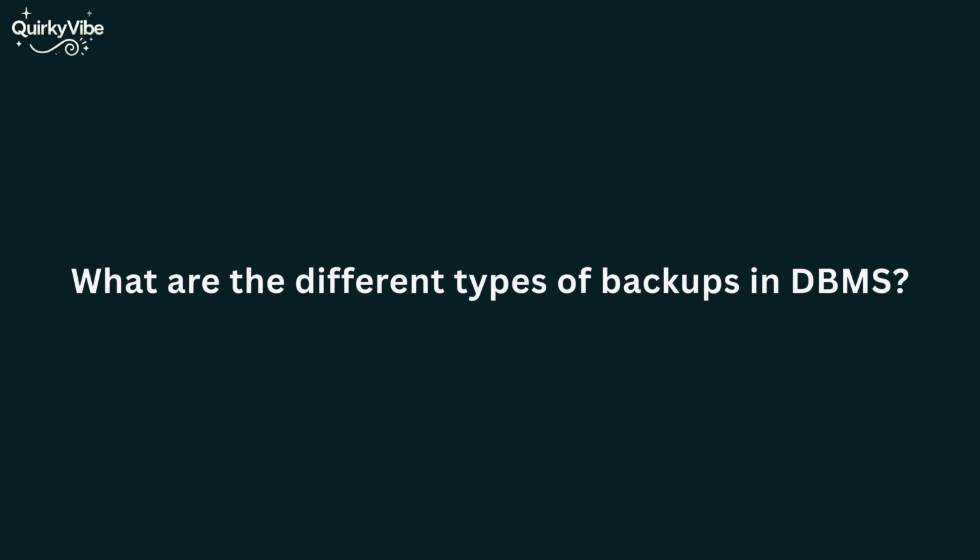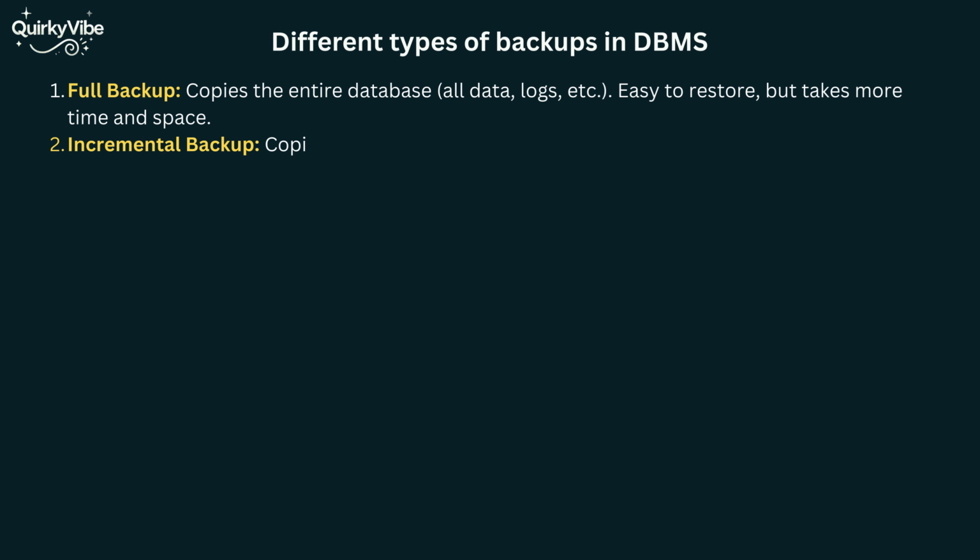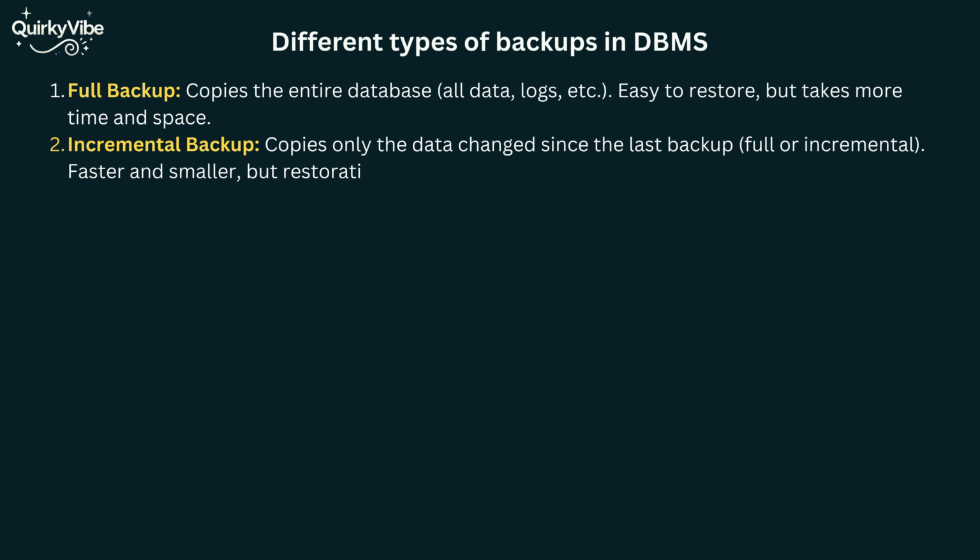What are the different types of backups in DBMS? Full backup copies the entire database, all data, logs, etc. Easy to restore, but takes more time and space. Incremental backup copies only the data changed since the last backup, full or incremental. Faster and smaller, but restoration needs all incremental files.